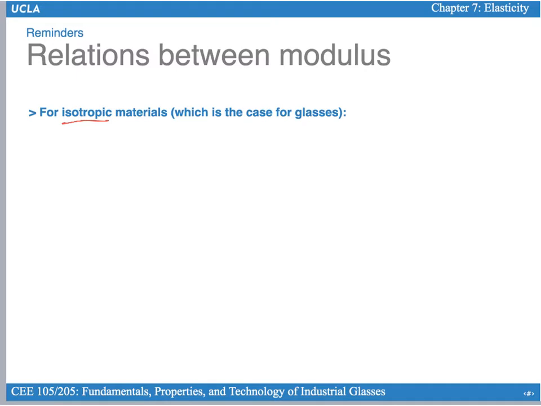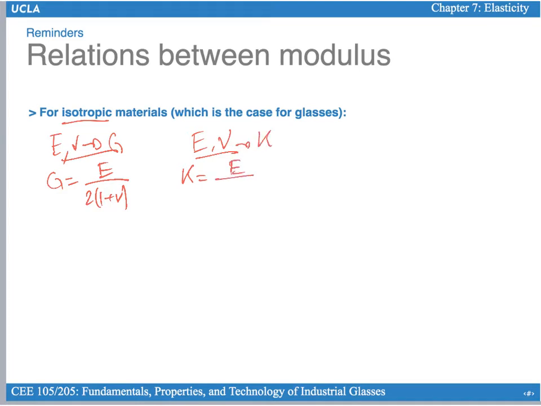So the relationship in that case is, for example, if you know the Young's modulus and the Poisson's ratio, and you want to calculate the shear modulus, then the shear modulus is given by the Young's modulus divided by 2 times (1 plus the Poisson's ratio). So that's the first thing. If what you know is the Young's modulus and the Poisson's ratio, then you can also calculate the bulk modulus. In that case, the bulk modulus is given by the Young's modulus divided by 3 times (1 minus 2 times the Poisson's ratio).